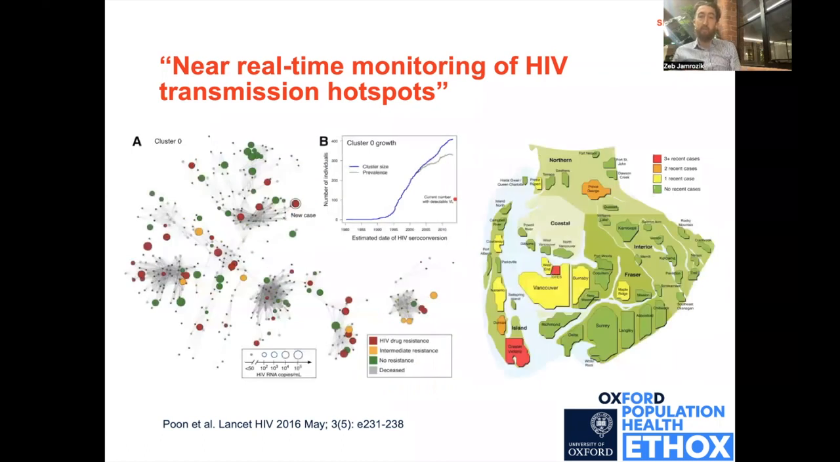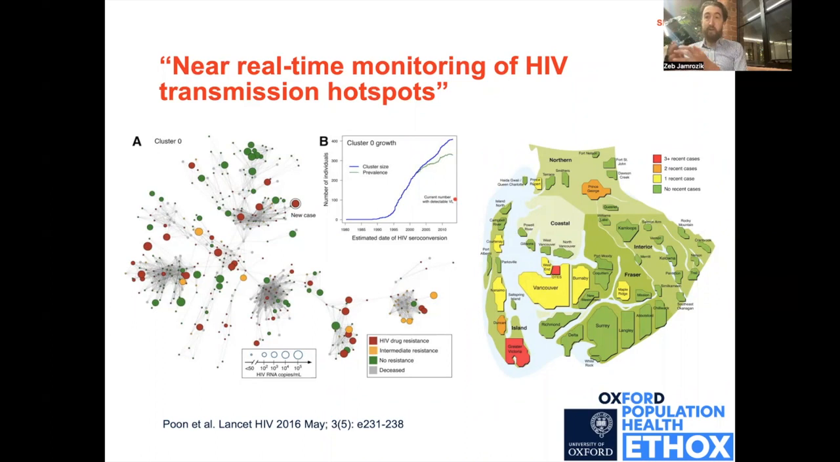Other ways of presenting the data that they produce as a result of these analyses are maps of transmission networks, such as the one on the left here, which shows transmission between individuals and clusters of transmission. It also shows the amount of viral load, the amount of drug resistance, all of which might be highly private information about people. But the people within those networks would be very difficult to identify based on this.